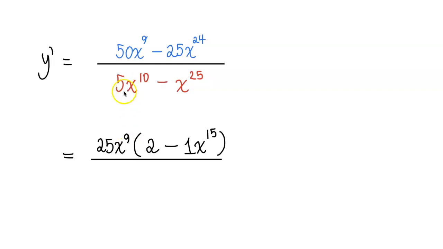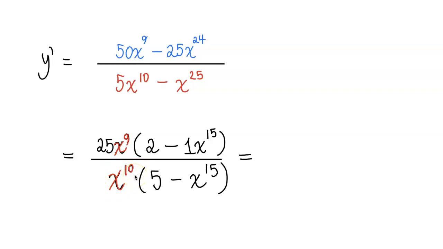Now I go to the bottom of the fraction. Let me see if I can factor anything out here. Oh, no, not a number. But I can factor out x to the 10th power because the exponents are 10 and 25, so the smaller number is 10. So the greatest common factor will be x to the 10th power. If I factor that out, I'm going to have 5 minus x to the, now 25 minus 10 is 15. Now once I have it factored out, let me see if I can cancel these out. So I have x to the 9th power on top and x to the 10th power in the denominator. See who has more x, top or bottom? The bottom has one more.